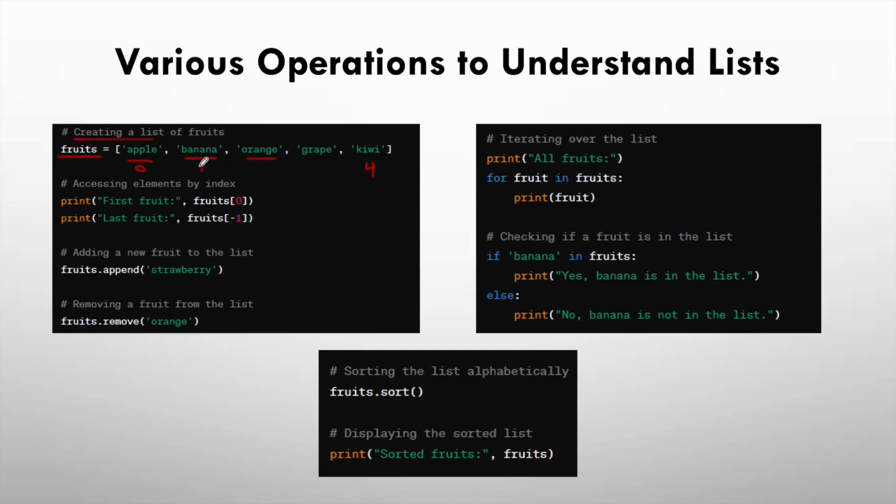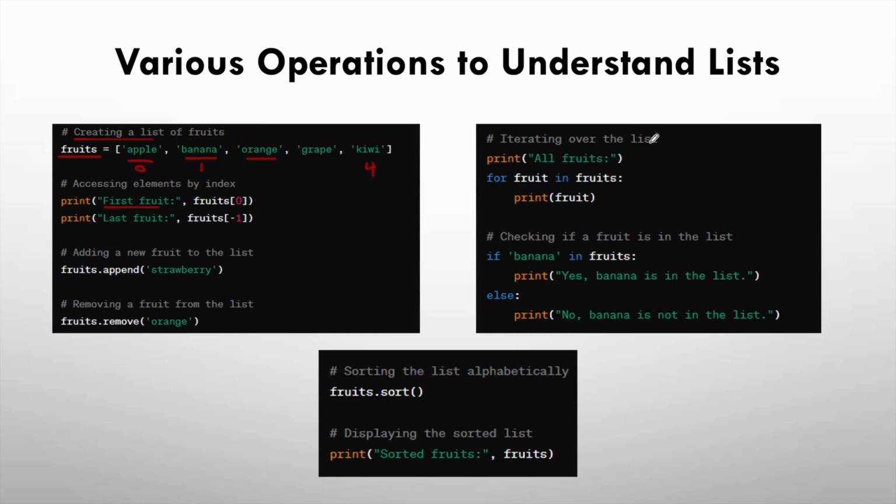Now, we use this to access elements. For example, if I want to print the first fruit, I say print fruits with square brackets 0. Now, the 0 is the first element. The last one is -1. So, 4 can also be accessed as -1 as it's from the back. So, you use a negative sign with the position of the element. Adding and removing is something that we'll be discussing in the next video.